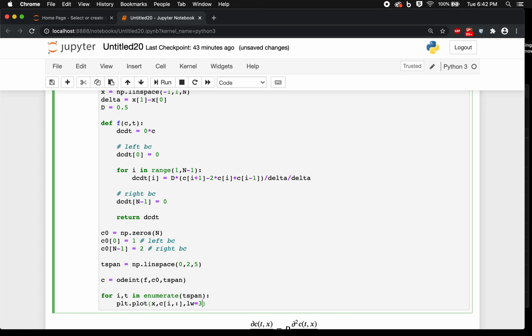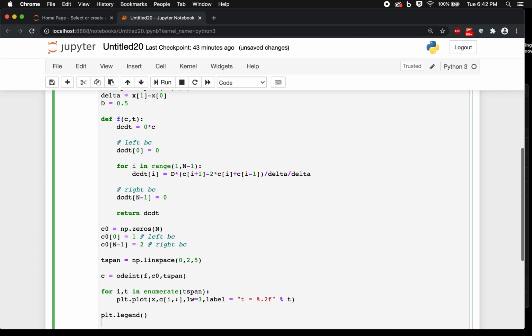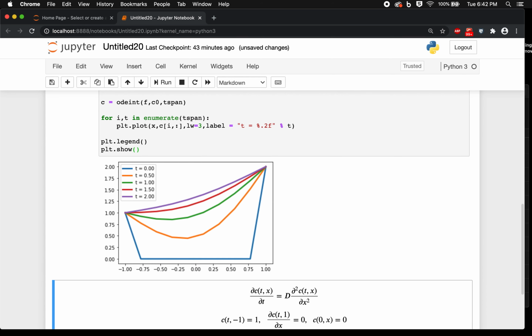I'll do line width equal to 3, and then let's put a label here, and we can say t equals percent point 2f, and then percent t. And this is going to just show us our legend. We can do plt.legend, and then plt.show. And I run it, and now you see the solution.